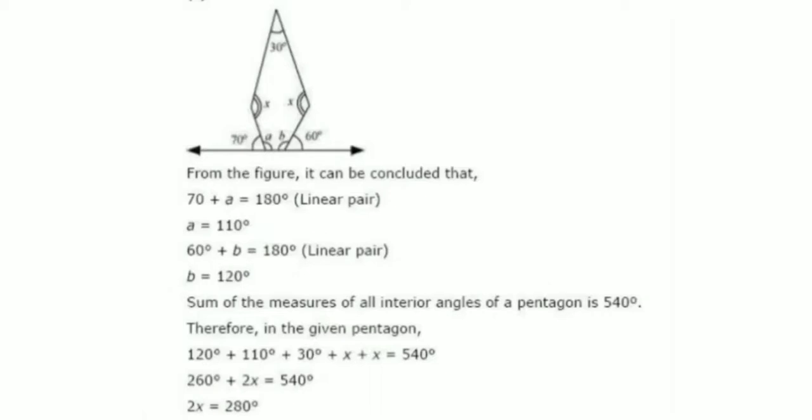So sum of the measures of all interior angles of a pentagon is 540. Therefore, in the given pentagon, 120 degree plus 110 degree plus 30 degree plus x plus x is equal to 540. So there are 2x, and the total is 260. So 2x is equal to 540 minus 260. So 2x is equal to 280, and x is equal to 280 upon 2. It means x is equal to 140 degree.